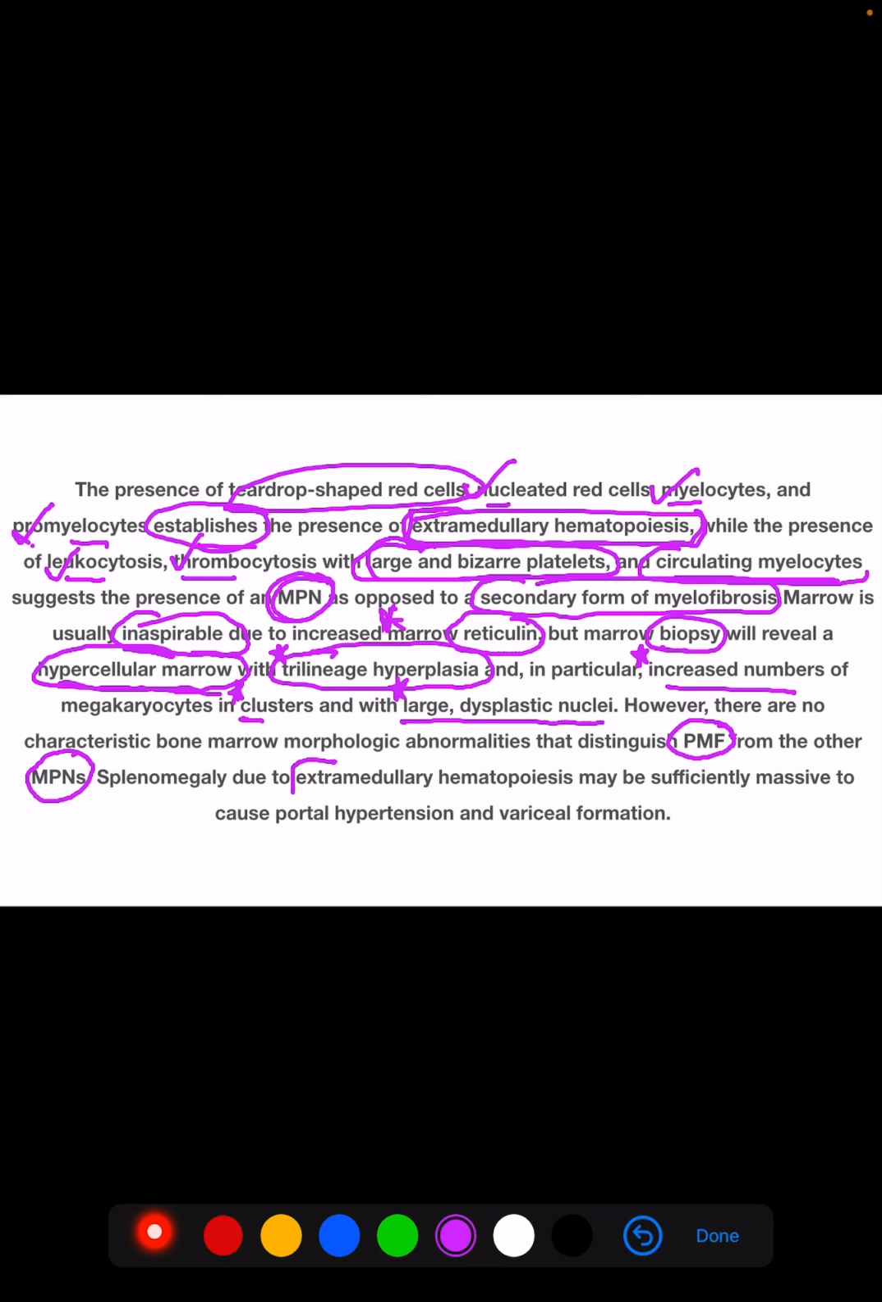Splenomegaly due to extramedullary hematopoiesis may be sufficiently massive to cause portal hypertension and variceal formation.